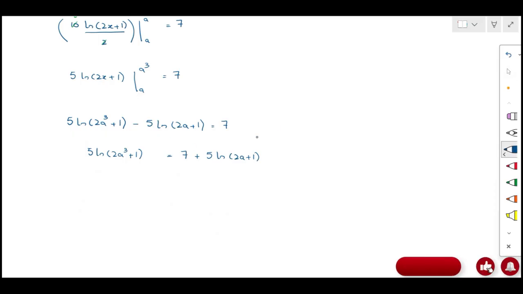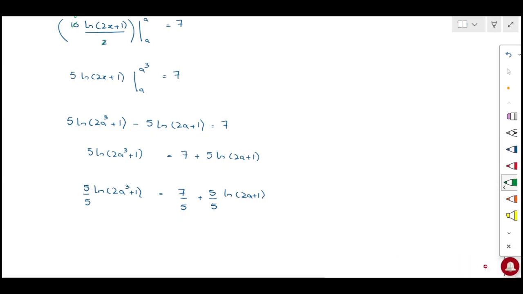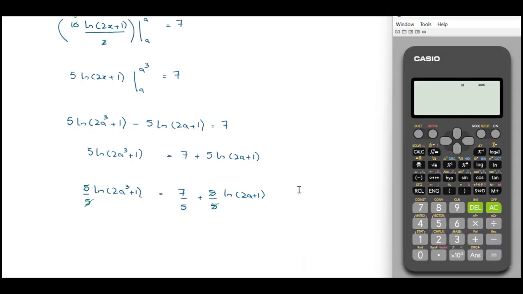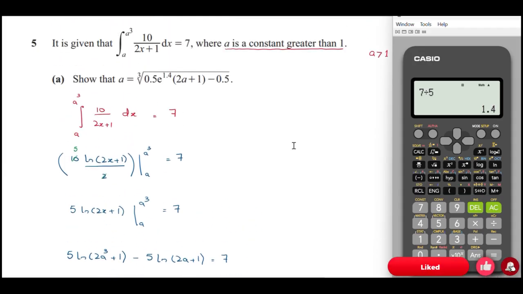Now I flip this term on the other side. Let me divide both terms by 5. So natural log of 2a cube plus 1 equals 7 by 5, and here we have 5 by 5 natural log of 2a plus 1. So basically I'm dividing both sides by 5. Okay, 5 by 5 cancels out, and what is 7 by 5? 7 by 5 is 1.4.